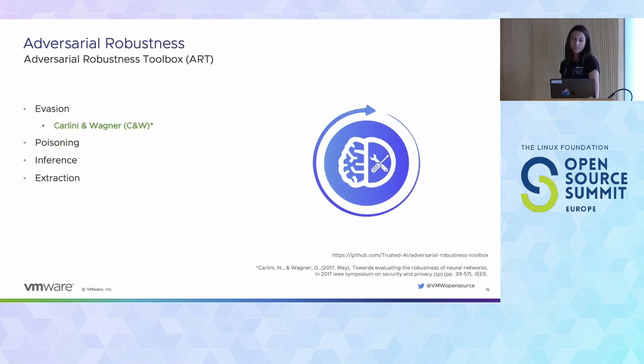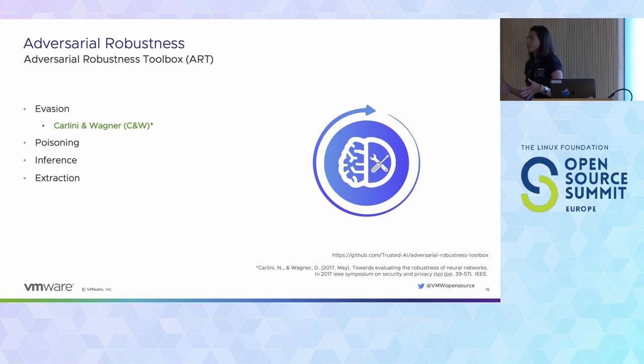Then for the adversarial robustness evaluation, there is the Adversarial Robustness Toolbox, which contains quite a good collection of implementations of adversarial attacks known in the scientific literature, grouped in categories. It also provides some defenses, so you can attack, defend your model, and see what's going on. Here I've chosen an evasion attack that is quite popular. It's the Carlini and Wagner method, or algorithm.